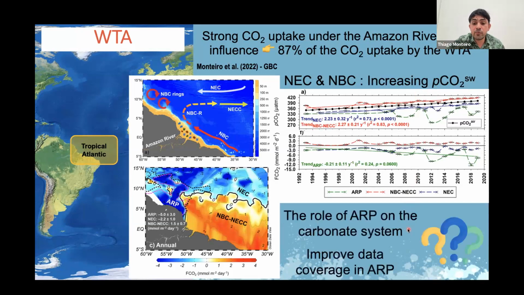But despite its importance, the role of the Amazon River plume on the carbonate system is still poorly understood in this region. This is essentially because of the large gaps, both spatially and temporally. We can see in the time series in this figure, the green time series, that the Amazon River plume is one of the most undersampled regions in the Western tropical Atlantic Ocean.